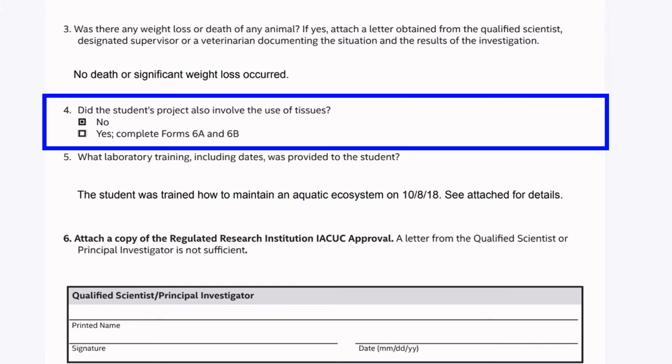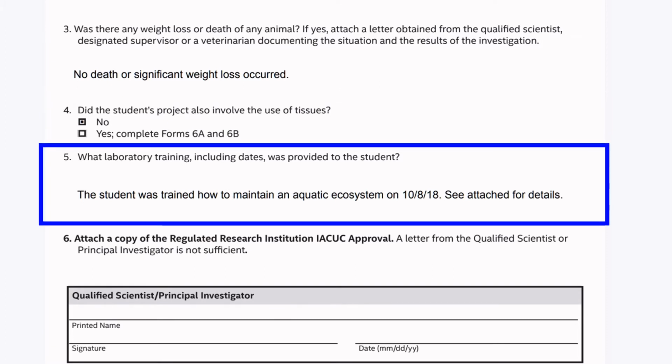For question 4, please check the appropriate box asking, did the student's project involve the use of tissues? If the answer is no, please continue on to questions 5 and 6. However, if the answer is yes, the student researcher must also complete forms 6A and 6B. Question 5 requires an explanation of what training was provided to the students in order to do these experiments.